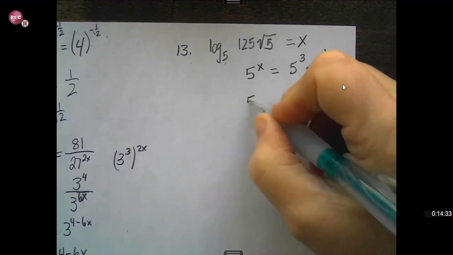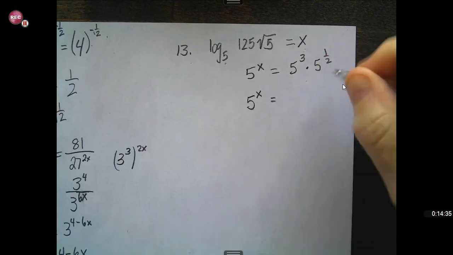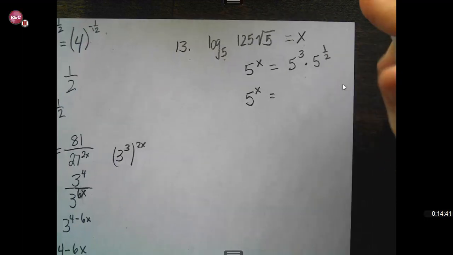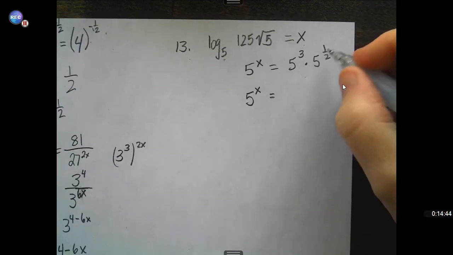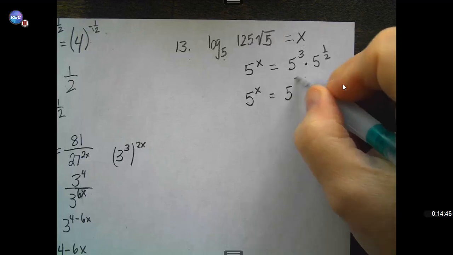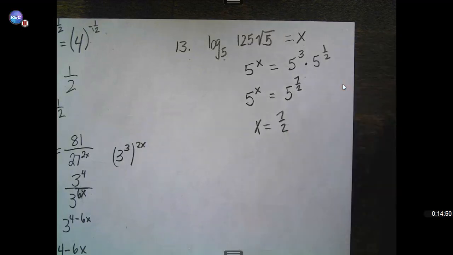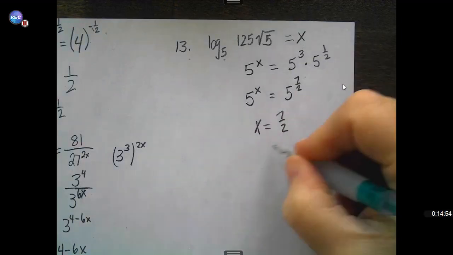So I have 5 to the x equals, I need to add those together. So let's see, what would that be? 6 over 2 plus 1 over 2 would be 7 over 2. So x is, once I have the same bases, I can set the exponents equal to each other.